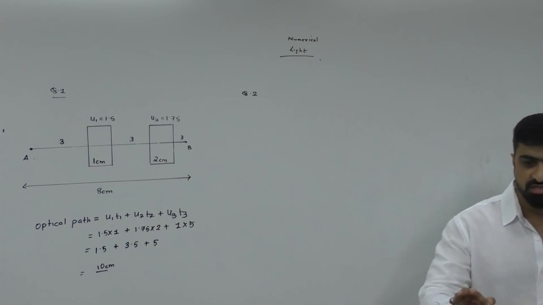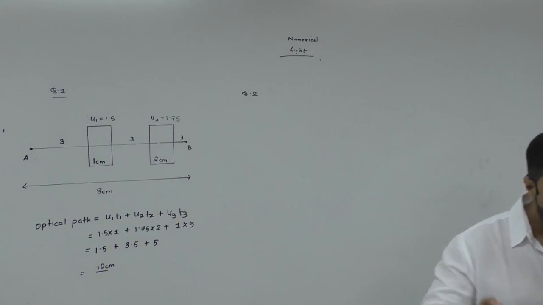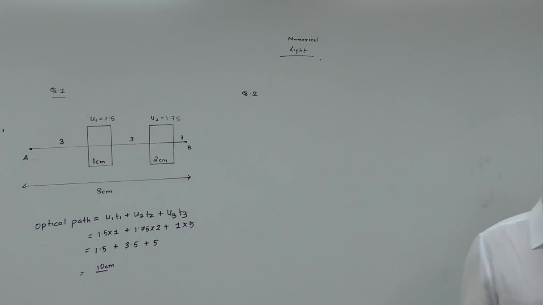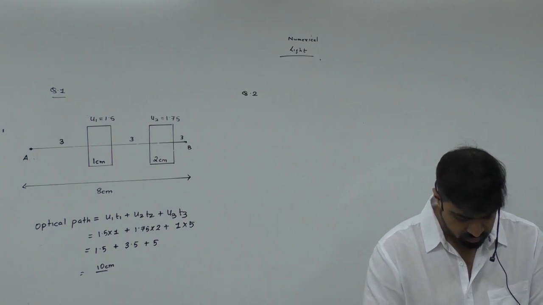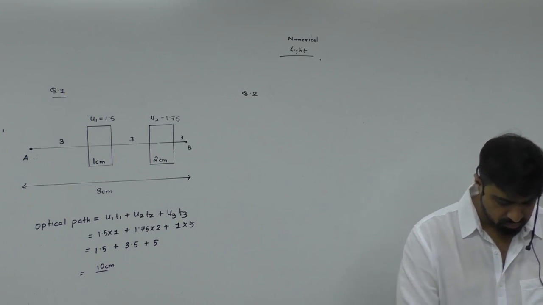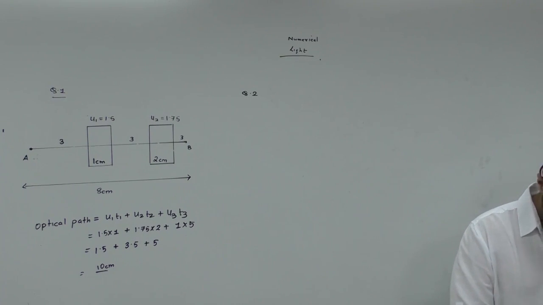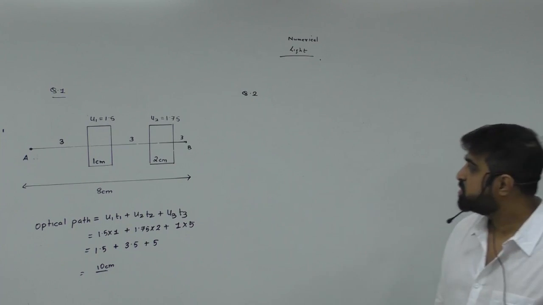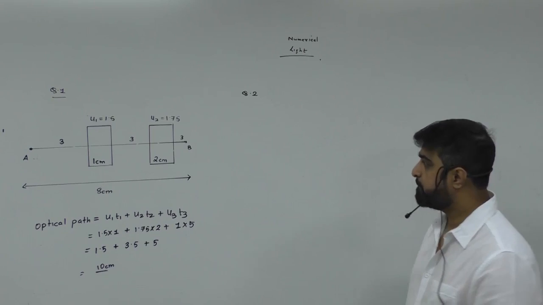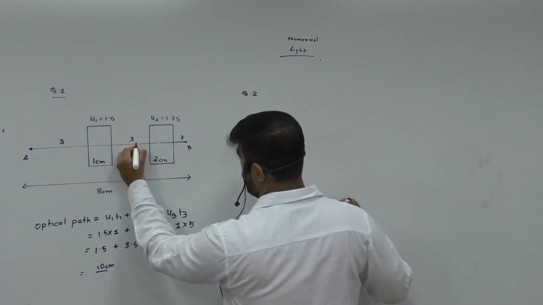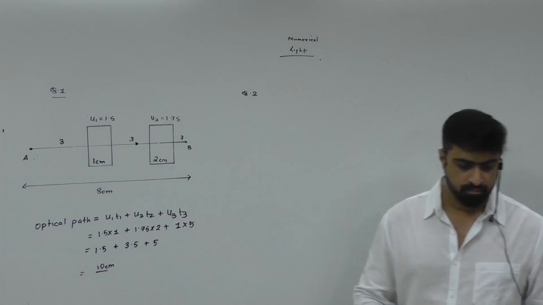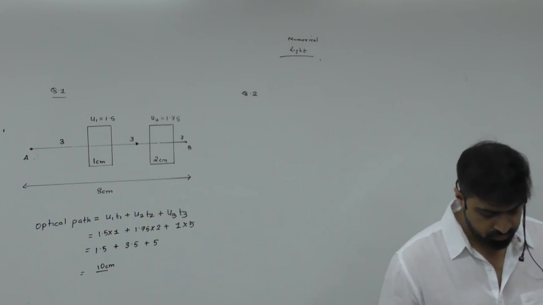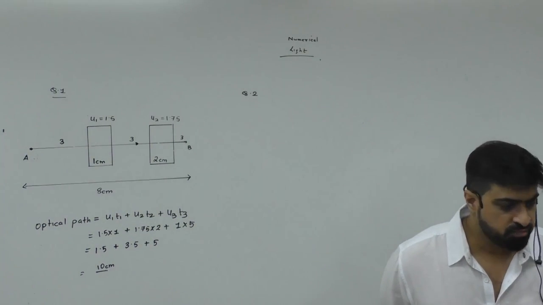Optical path is mu t. Optical path in air is mu t. Okay. Next question.